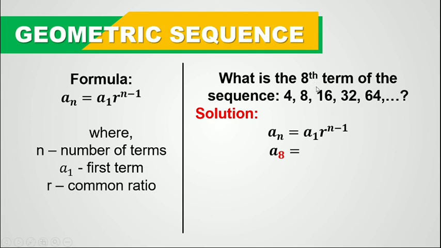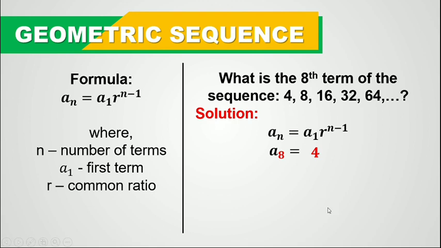So whatever the order of the term you're looking for, that's what you put here. Or n is simply the order of the term which you are going to solve. And then a sub 1 is 4, so this is the first term. And then r, the common ratio.